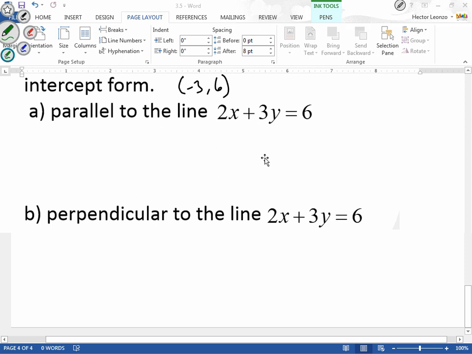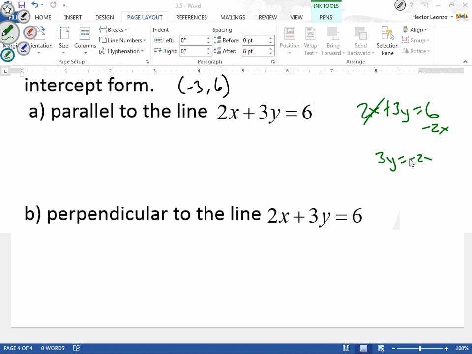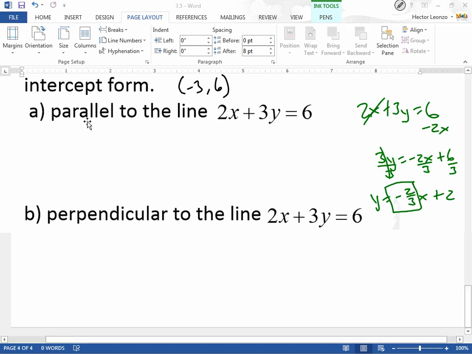This equation was given to me in standard form, so I'm going to switch it to slope-intercept form. So to begin with, let me copy it. 2x plus 3y equals 6. I'm going to move the 2x to the right side. So I have 3y equals negative 2x plus 6. Now divide everything by 3. So I have y equals negative 2/3 x plus 2. I'm interested in the slope. The slope is negative 2 over 3 because it says parallel. That means use the same slope.